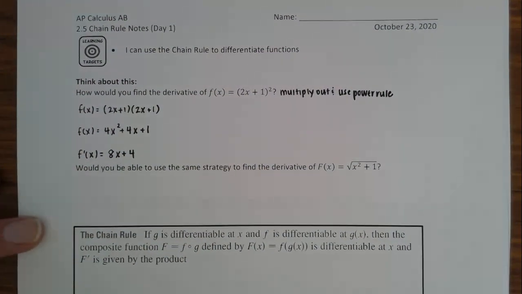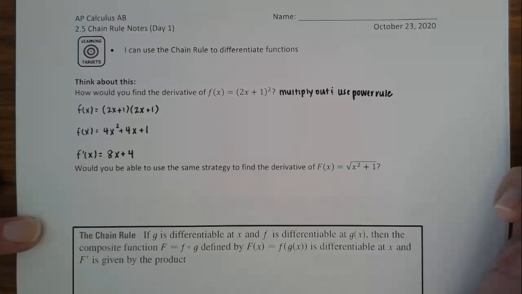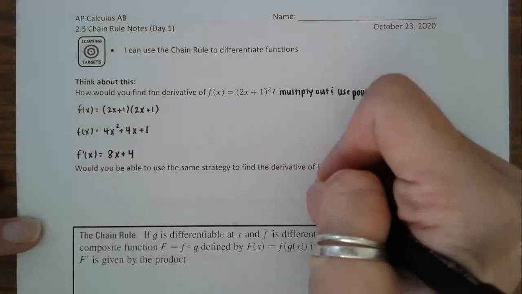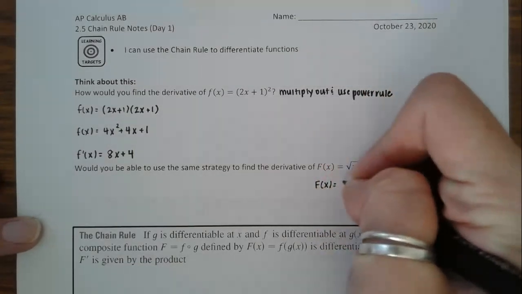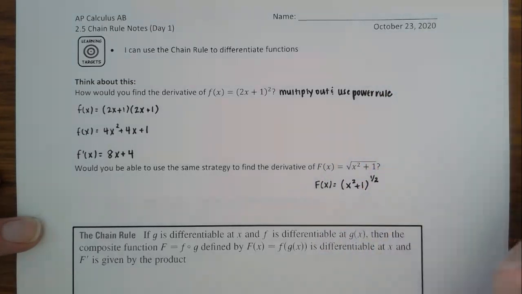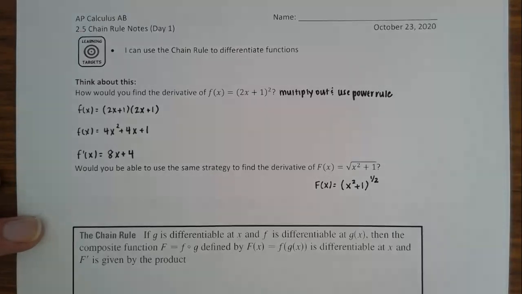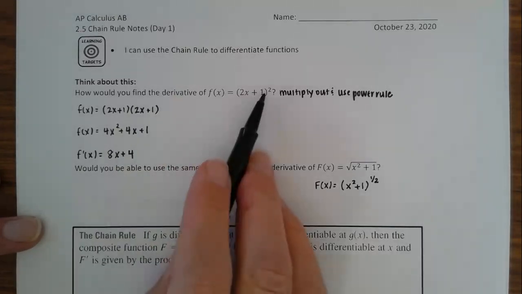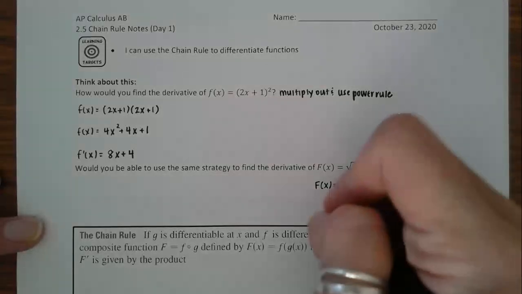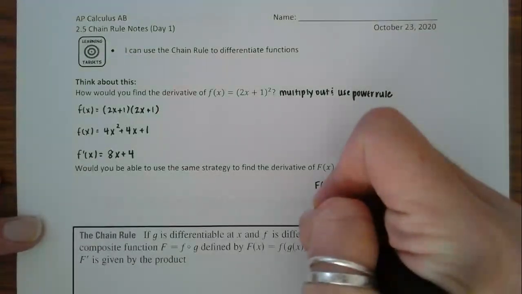Okay, well, would we be able to use the same strategy to find the derivative of something like this? So what if I had the square root with a quantity underneath it? Well, I know that I can rewrite that as f of x equal to the quantity of x squared plus 1 raised to the 1/2 power. But algebraically, we don't have a thing that we can do with that 1/2 power like we do with the power of 2. So for right now, our answer is no. We can't use that same strategy. It's not going to work for us here.